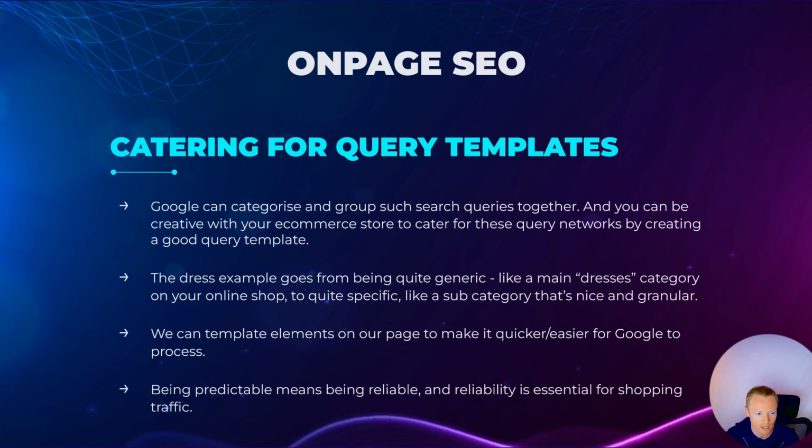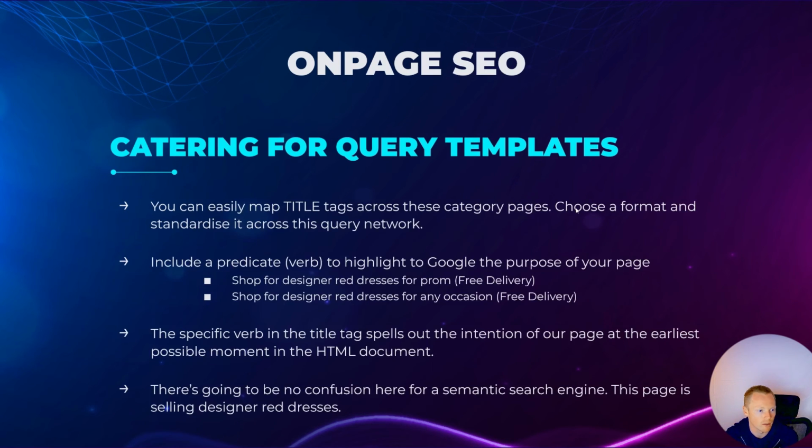So you're not informing people about green dresses. You're letting Google know straight off the bat that you sell green dresses. Some example titles might be: Shop for designer red dresses for prom, brackets free delivery; Shop for designer red dresses for any occasion, brackets free delivery. The specific verb in the title tag spells out the intention of our page at the earliest possible moment in the HTML document. There's going to be no confusion here. For a semantic search engine, this page is selling designer dresses. It's really obvious.